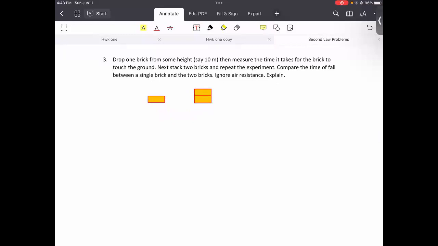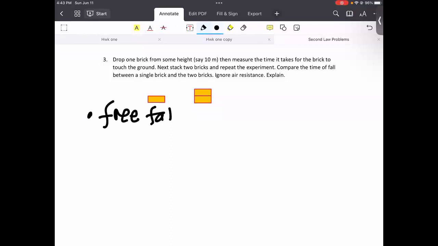Okay, so we can solve this problem in different ways. We can explain the result in terms of concepts, but also some mathematics. So let's try to think about this conceptually. I'll remind you that both objects here can be said to be in free fall. That means the only force acting on them is gravitational force. No other force is acting, because we are told to ignore air resistance.